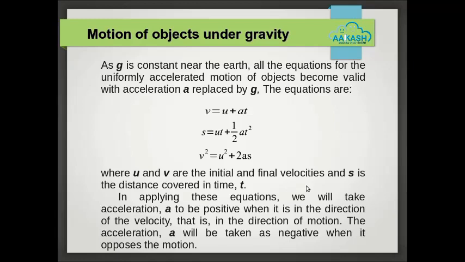On applying these equations, we will take acceleration a to be positive when it is in the direction of the velocity, that is, in the direction of motion. The acceleration a will be taken as negative when it opposes the motion.